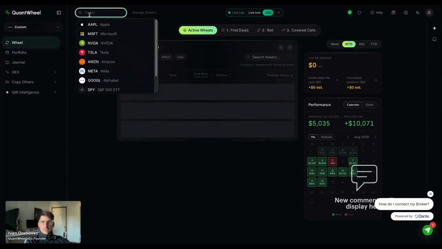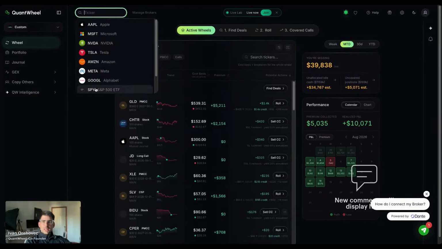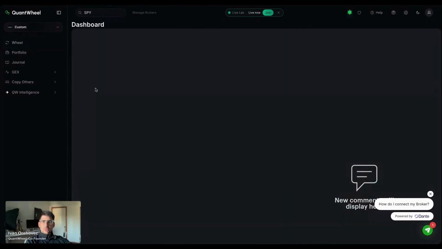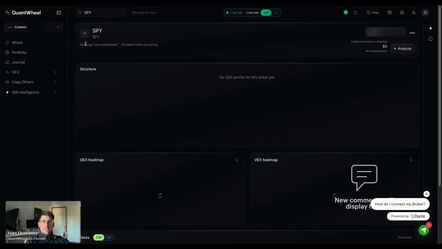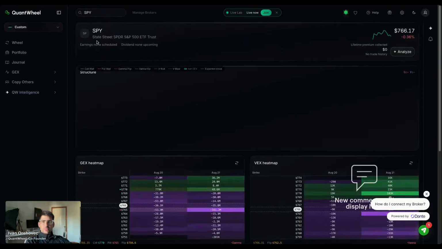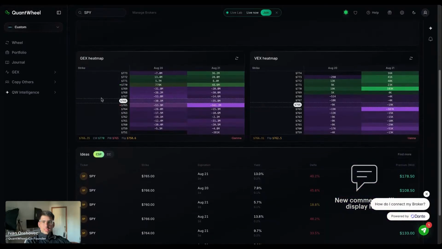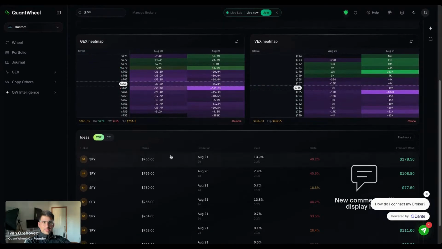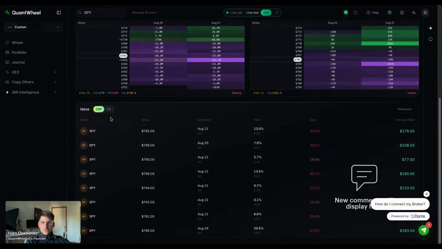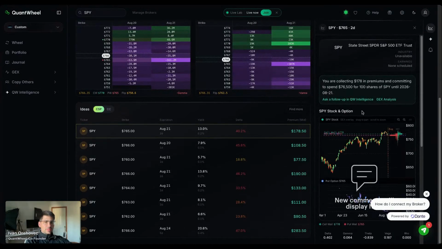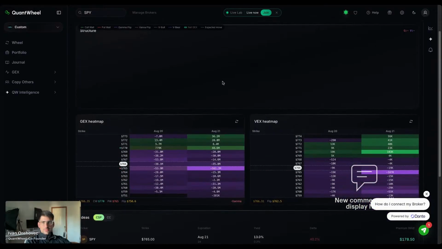All right, as you can see, Live Lab is right now live. You can see here in the top left a cool new thing that can give you an overview of a ticker. So for example, for silver, it has a GEX heatmap, VEX heatmap, and the ideas for CSPs and CCs, basically similar to what you have in the screener, but for one particular ticker.